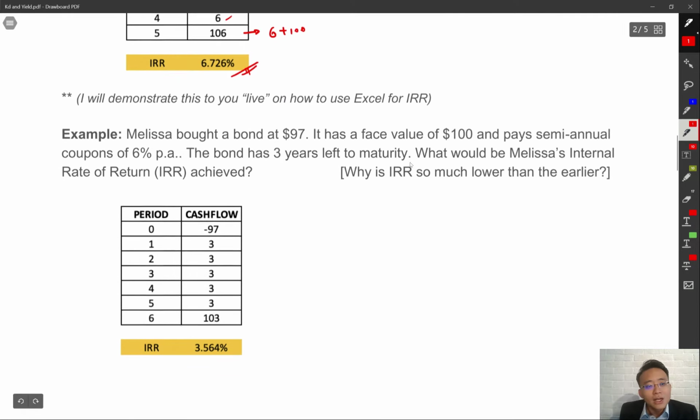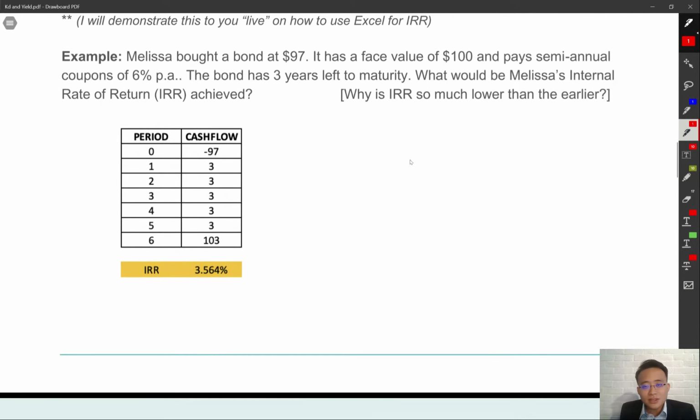Okay? Now let's do another question. Minimize my Excel. Let's do another question. And this time you'll see there is a tiny trick in this question. And we need to know how to accommodate for this trick using Microsoft Excel. So same thing, Melissa bought a bond at $97, face value of 100, but semi-annual coupons of 6% per annum, which means my coupon will be 6% divided by 2 semi-annual, right? The 6% was an annual rate, but we are paying semi-annual coupons. So 6% divided by 2, your coupons are 3%, namely $3.